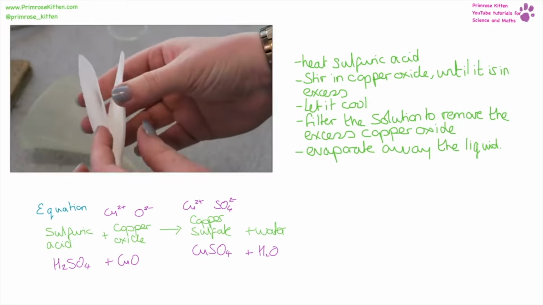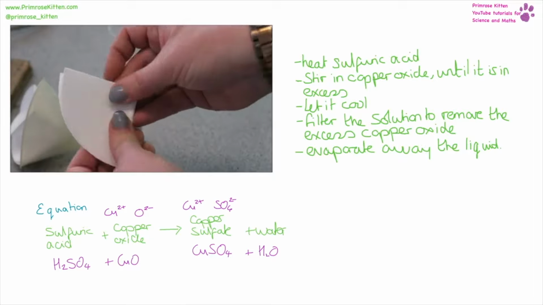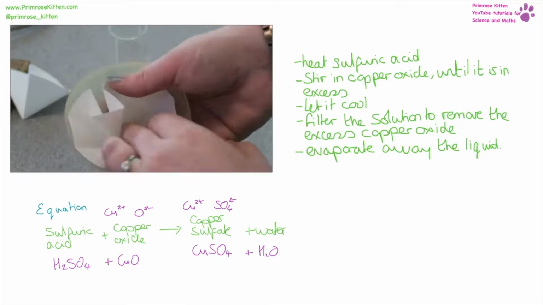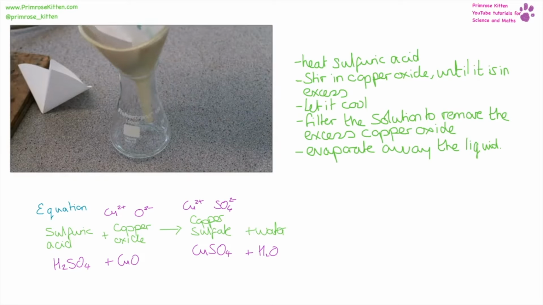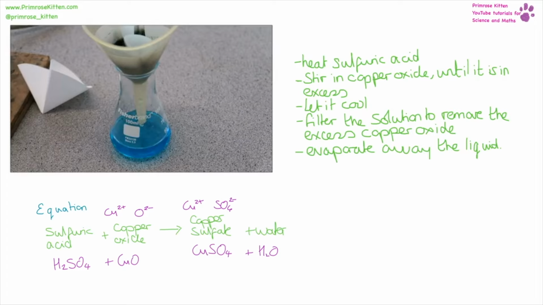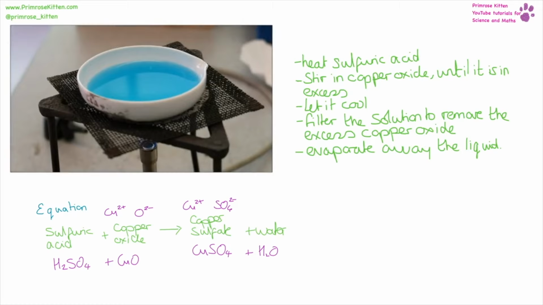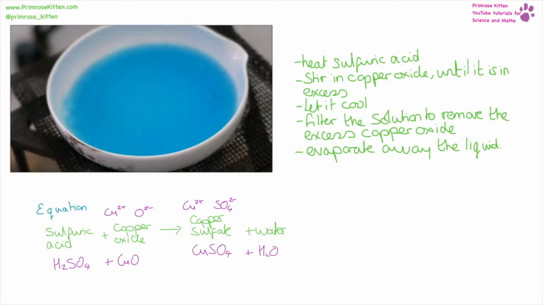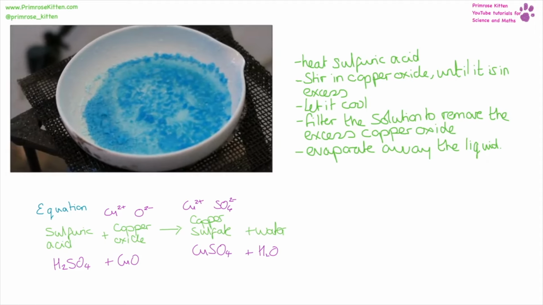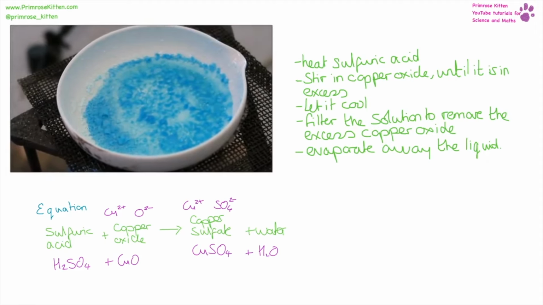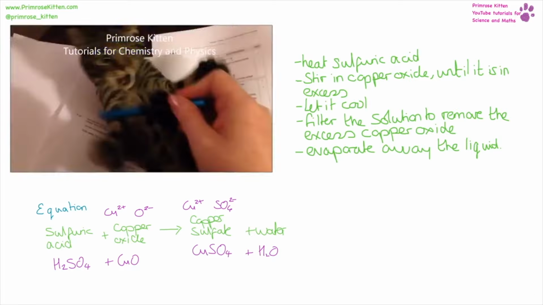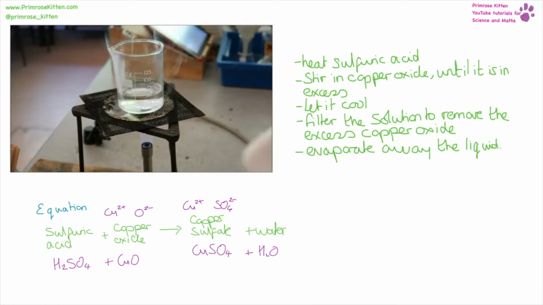Let it cool a bit, and then you can filter the solution to remove the excess copper oxide, so that the black copper oxide powder will stay in the filter paper, and then the solution of copper sulfate will come out down the bottom. Once you have your solution of copper sulfate, you can evaporate away the water to leave you with the copper sulfate crystals. Now the size of the crystals will depend on how quickly you do this. You're going to be left with blue crystals. The blue crystals here are the hydrated ones, and the white crystals around the edge are the anhydrous ones.